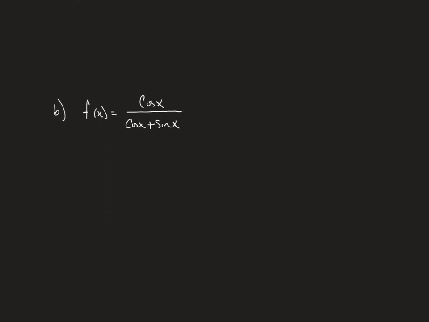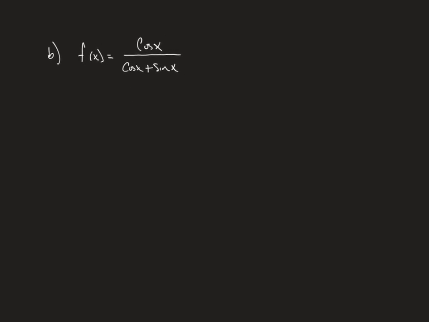All right, example B. This is obviously going to be the quotient rule that we're applying here. We've got some division. So our f function would be cosine, in which case f prime is going to be negative sine. And g is cosine of x plus sine of x. So g prime is going to be negative sine of x plus cosine of x, or cosine of x minus sine of x. All right, so let's use our quotient rule then.